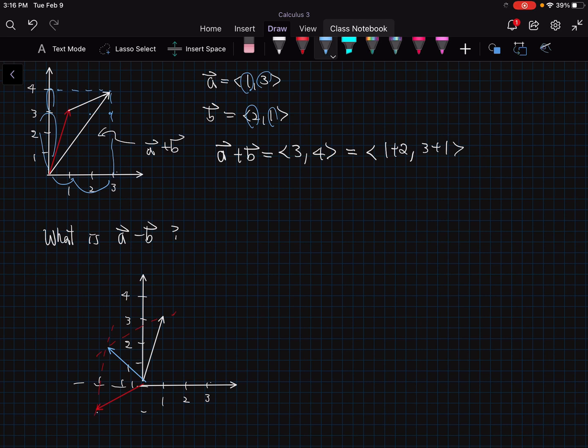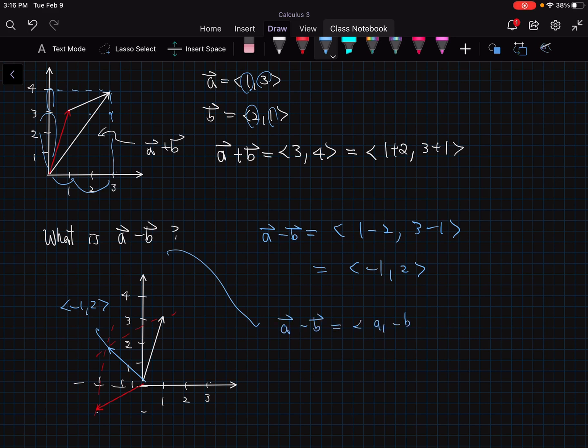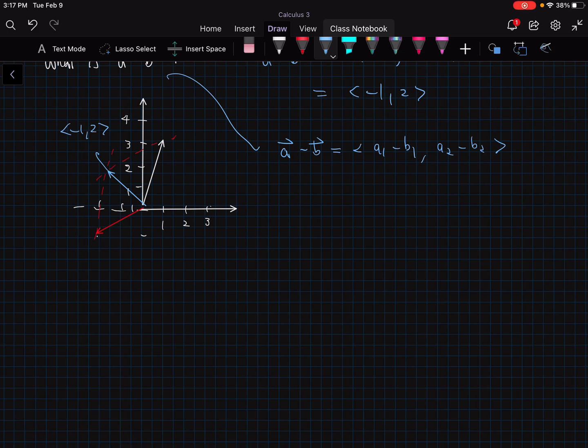It looks like it's just going the other way around, so we just change the sign. So A minus B in our example would be, sorry, my bad, 1 minus 2 and 3 minus 1. So we end up with (-1, 2). In general, A minus B equals A1 minus B1, A2 minus B2, just component-wise. Similarly, this extends to the three-dimensional problem.